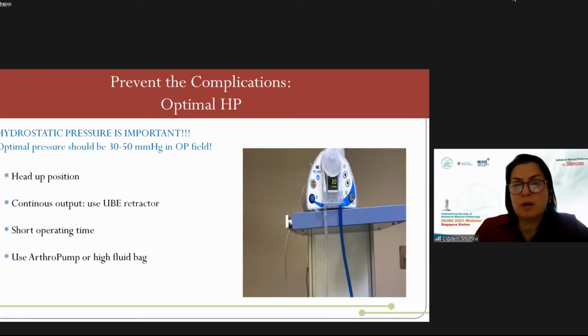To keep optimum ISP, first, patient should be in head-up position. Second, we always have to control the outflow. For this, the nurse holds the UBE retractor. Continuous outflow prevents complications.